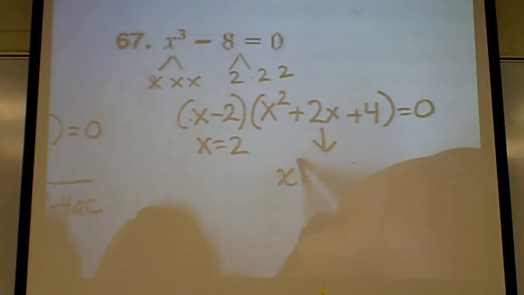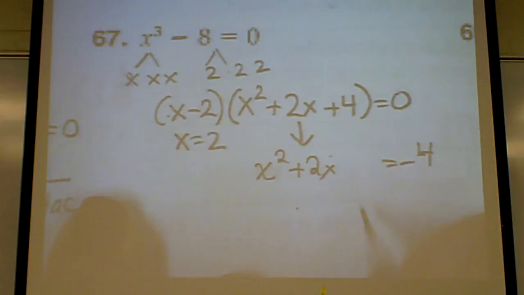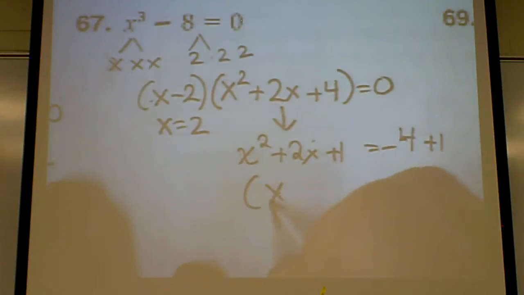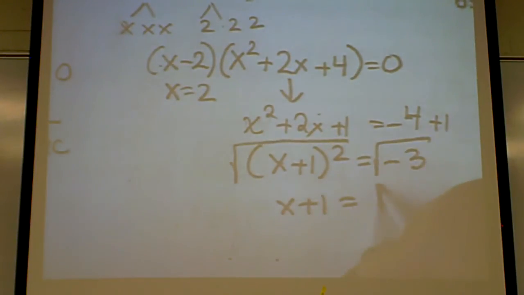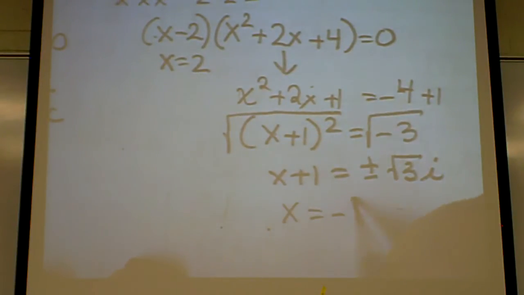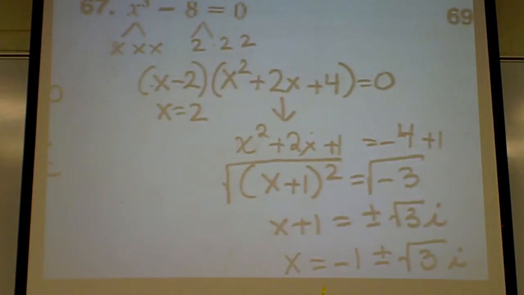So how do you solve this one? You're going to bring 4 over here, make it negative 4. Half of this is 1 and square it. We're going to add 1 to both sides. You get x plus 1 quantity squared equals negative 3. Square root of both sides. You get x plus 1 is plus or minus root 3i, and then subtract 1. A lot of people get this question wrong on the test because you just don't know how to factor the difference or sum of two perfect cubes. So we're going to do one more.